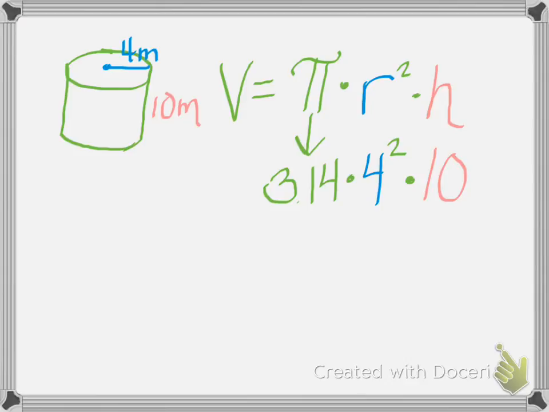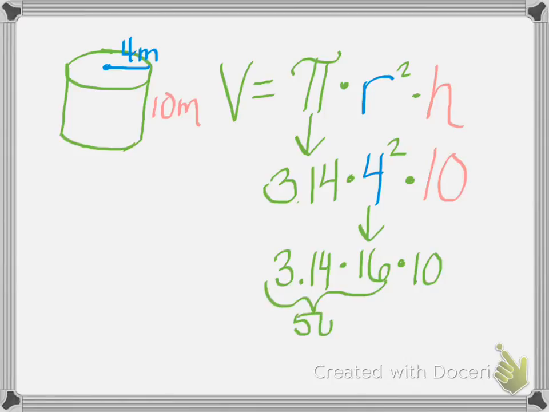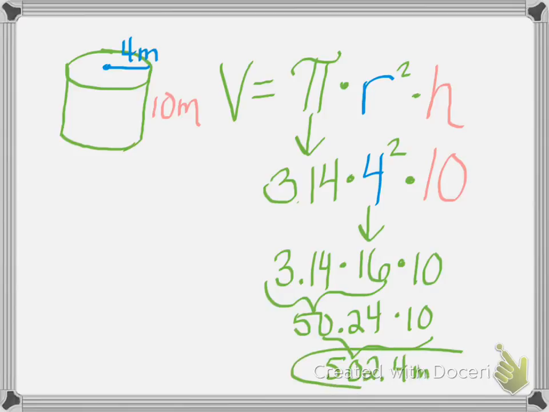So think about what we do next. 4 squared is 16. And now bring down everything we haven't used yet. 3.14 times 16 is 50.24. Bring down what we haven't used. And 502.4 meters would be the volume of this cylinder.